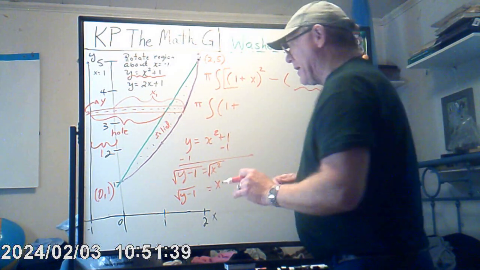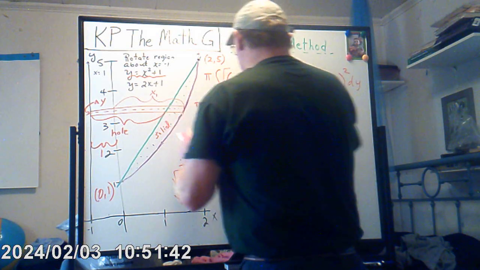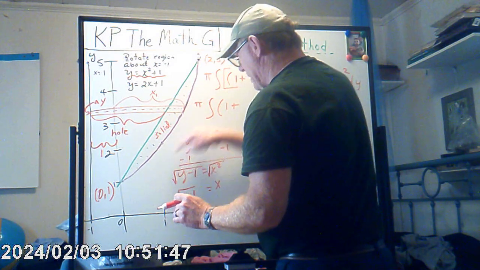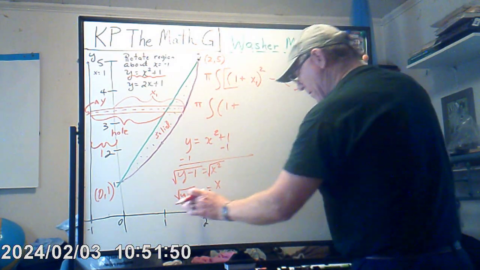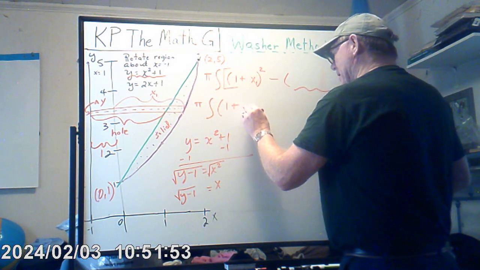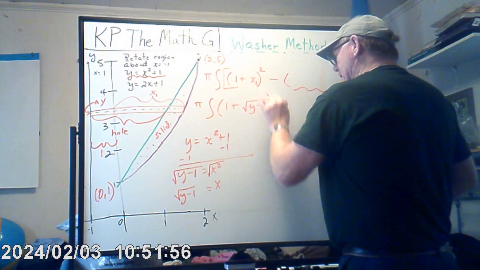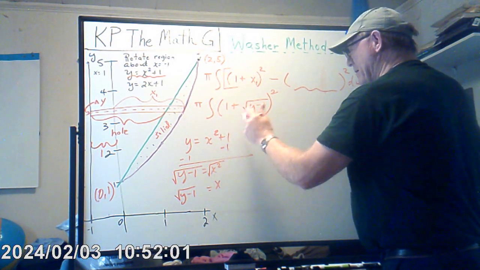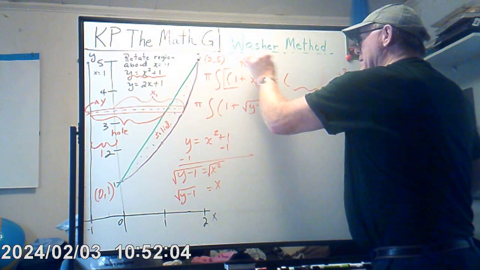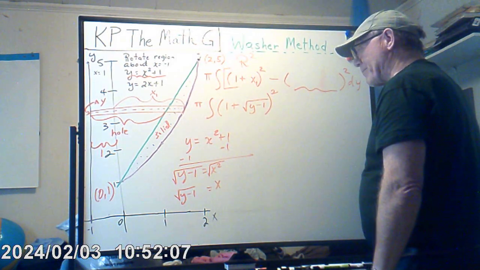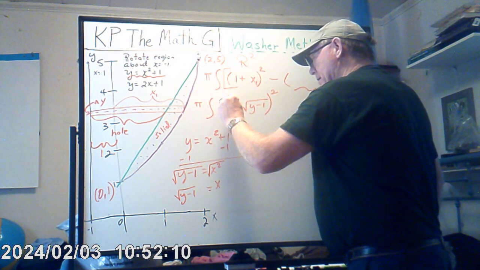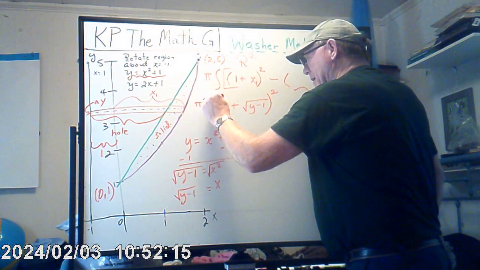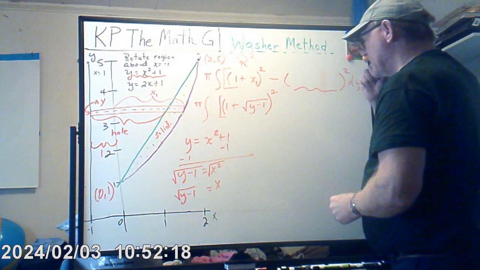But right now, this x of 1 here is this purple line, or this curve rather, which is the square root of y minus 1, and we're going to square that. Remember, this is big R squared. Okay, that's that. I'm going to need all the room I can get here. That's that part.